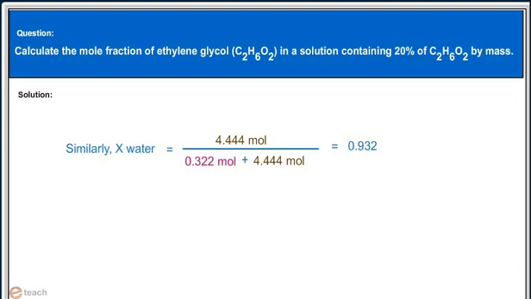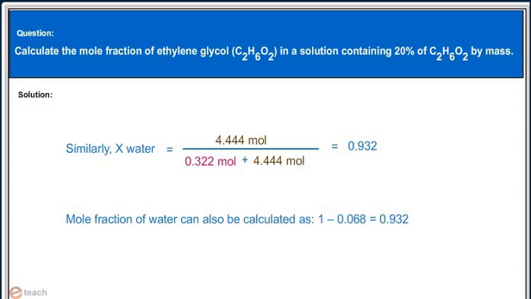Similarly, Xi of water equals 4.444 mole by 4.444 mole plus 0.322 mole, equals 0.932. We know that the sum of the mole fractions of all components is unity. The mole fraction of water can also be calculated as 1 minus 0.068, equals 0.932.